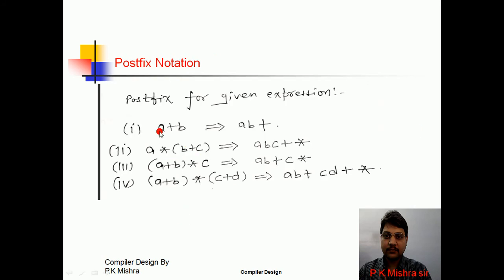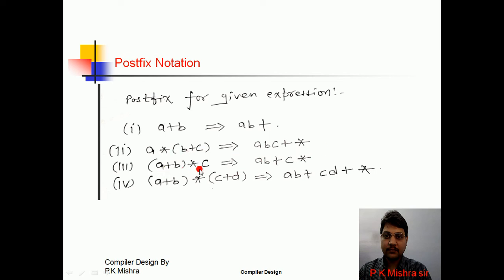Suppose this expression is given: a plus b. What is the postfix notation for a plus b? That is ab plus. This is the postfix expression for this infix expression a plus b. Now the second one is a into b plus c. What is the postfix notation for this expression? A bc plus multiplication sign. This is the postfix notation for this expression.